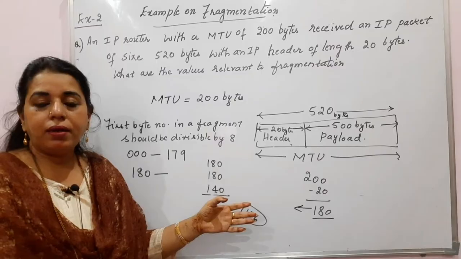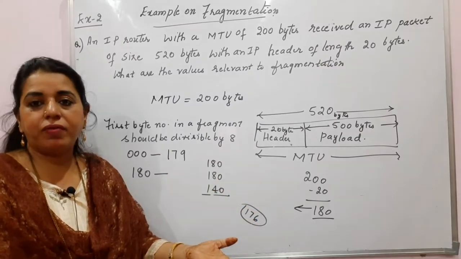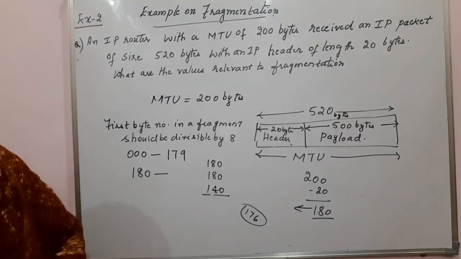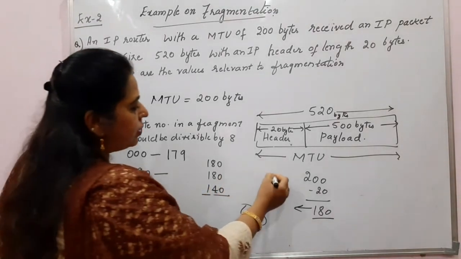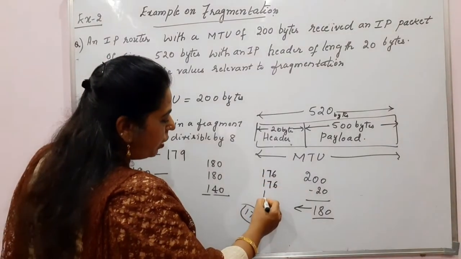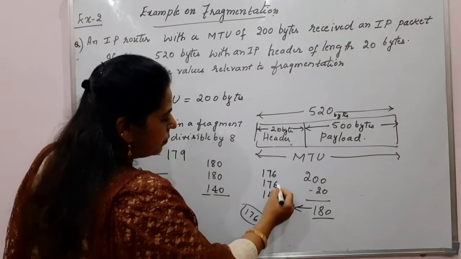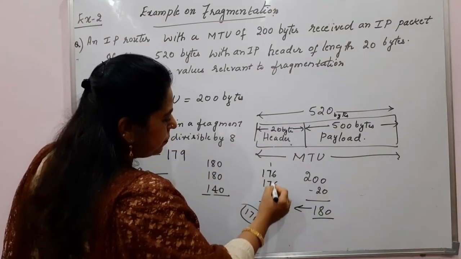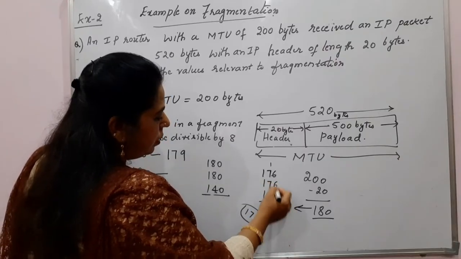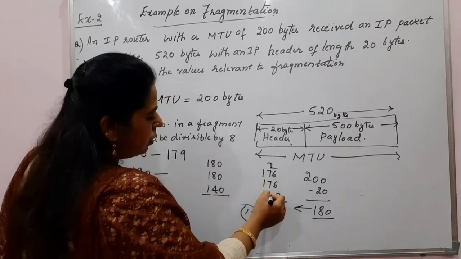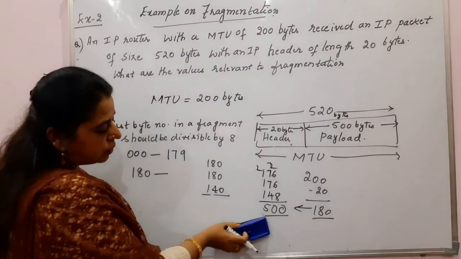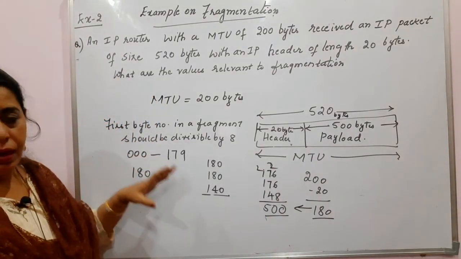So you start dividing. Once you put 176 in the first fragment, and 176 in the second fragment, how much will you have in the third fragment? 176 in the first, 176 in the second. You have to make it a total of 400, so yes, 148. 176 plus 176 plus 148, it is coming to 500. So this way you have to analyze a problem and arrive at the answer.